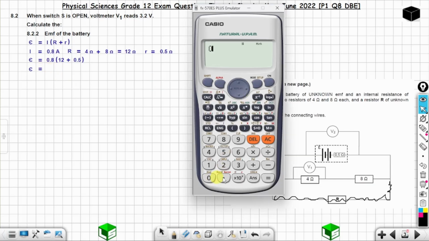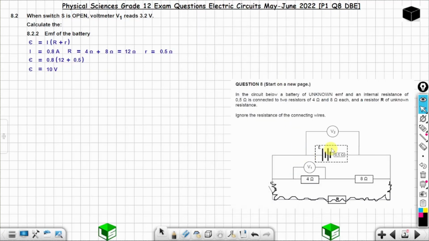So 0.8 times in bracket 12 plus 0.5, you close the bracket, okay, you are going to have 10 volts. This is the EMF of this battery. The EMF is 10 volts.